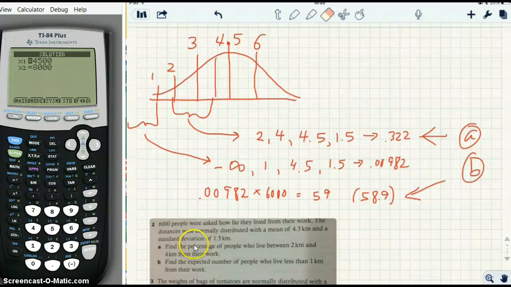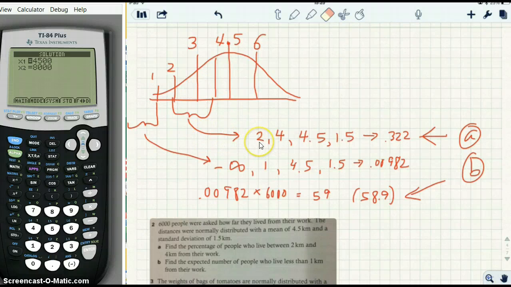Okay. Then it says find the percentage of people who live between 2 and 4 kilometers from work. Now that would be from here to here. So between these two, what percentage would that be? Well, if I were just to eyeball it, I would say it's about 30%, but that's just making a guess. So let's figure out exactly.